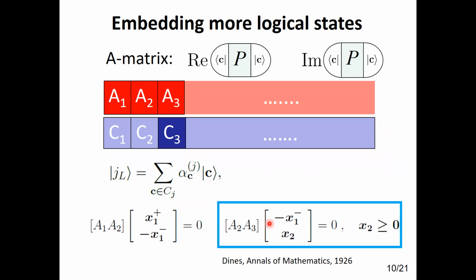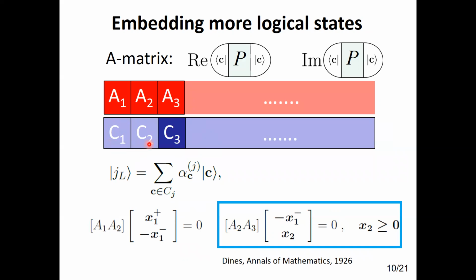So the next question is, now that we can see how to encode one logical qubit, can we have more than two logical code words? We would like to embed more logical code words in our quantum code in general, not just two. So now let us revisit this A matrix again. Let's suppose that we have a huge number of classical code words in our A matrix, and then we partition the classical code into subcodes, C1, C2, C3, and so on.